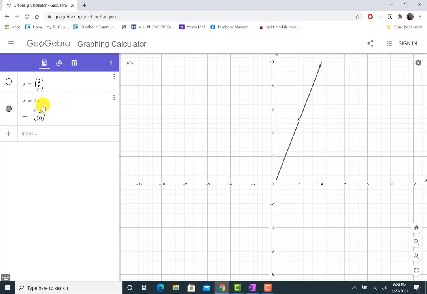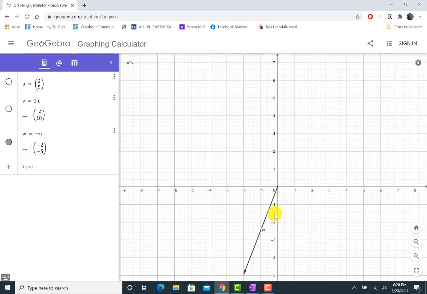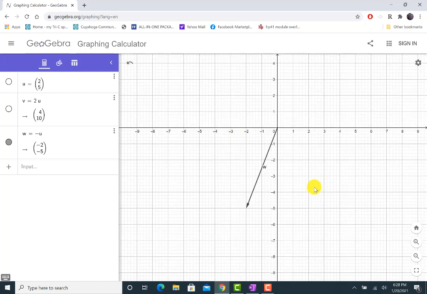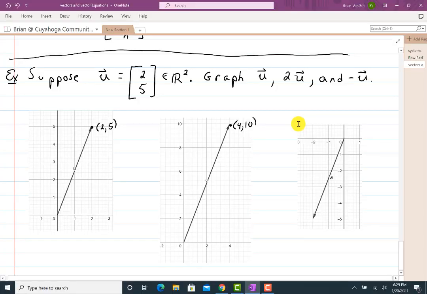So let me come here and do negative u. It'll give it its own name, probably w. There it did. And then I won't show the v. If I click here, and I'll zoom in a little bit, you can also move this around. You can do all sorts of things. Let's go ahead and copy this in. So there we have it. And as suggested, if you multiply both components by -1, this point ends at -2, -5.